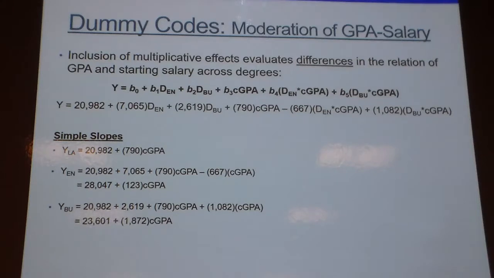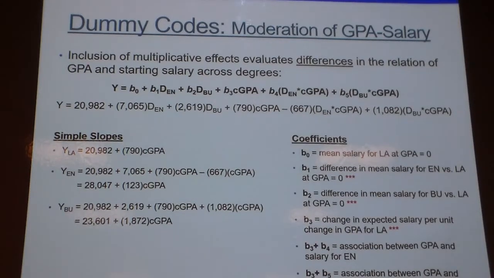Same thing for business. I'm a business major. 0, I'm looking for business majors, so 0 here for engineering, that goes away. 1 for business, that comes down. GPA comes down. Engineering, nope, because I'm looking at business, that goes away. 1 for this, or 1 times center GPA is just GPA, that comes down. Here's my simple slopes for the relation of GPA and starting salary for people in the business degree. Okay. And so again, my intercept is just the mean salary for people in the liberal arts degree holding GPA constant at the mean.